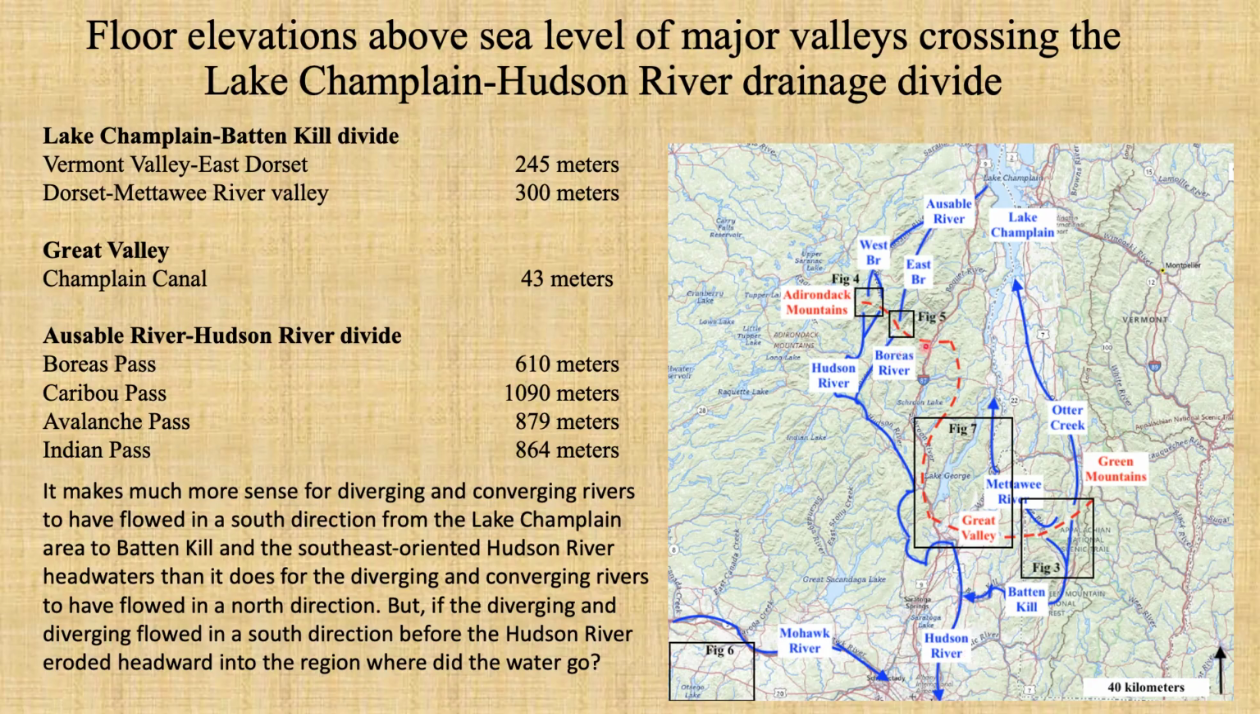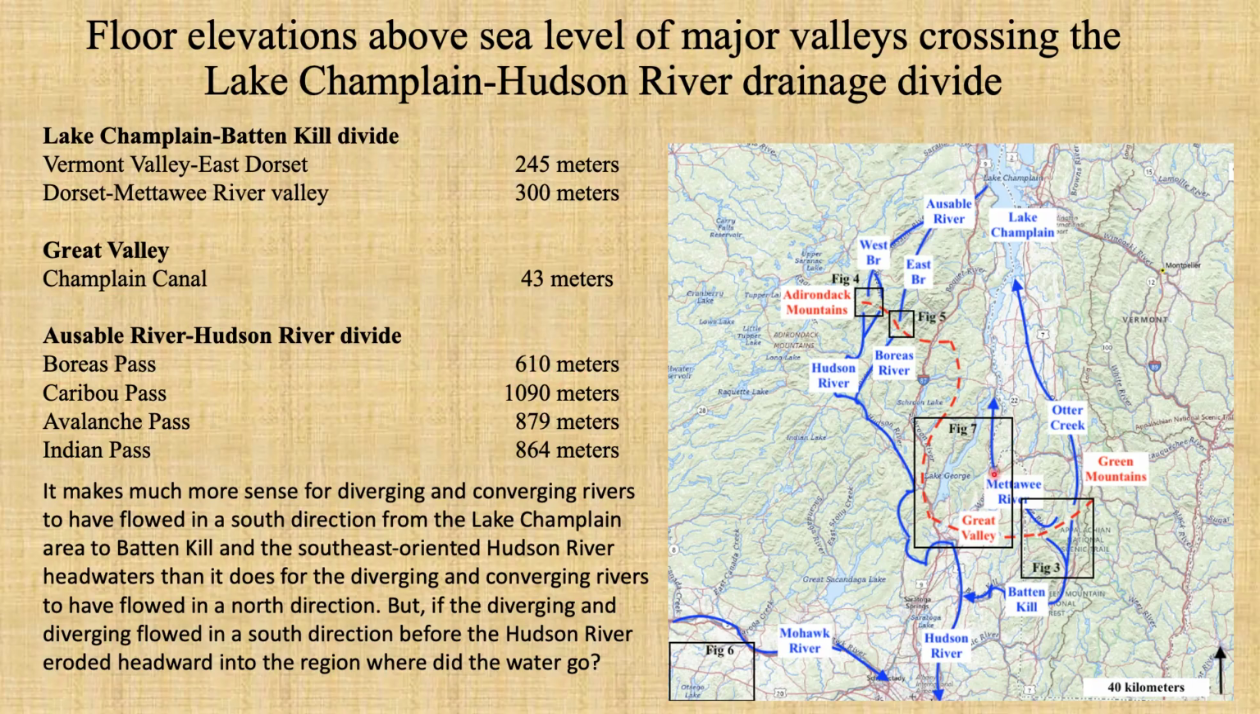And if we look over here, we can see the west branch of Sable River and the east branch of Sable River, and that the west branch heads at Indian Pass and Caribou Pass and Avalanche Pass, whereas the East Branch heads at Boreas Pass, which has an elevation of 610 meters.